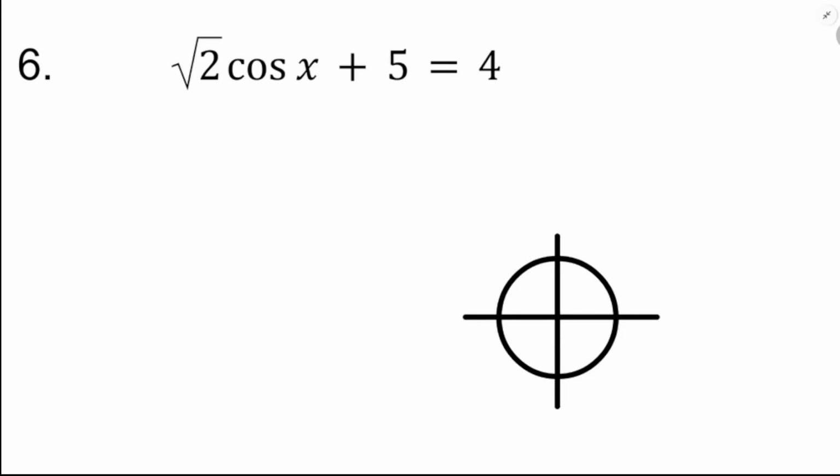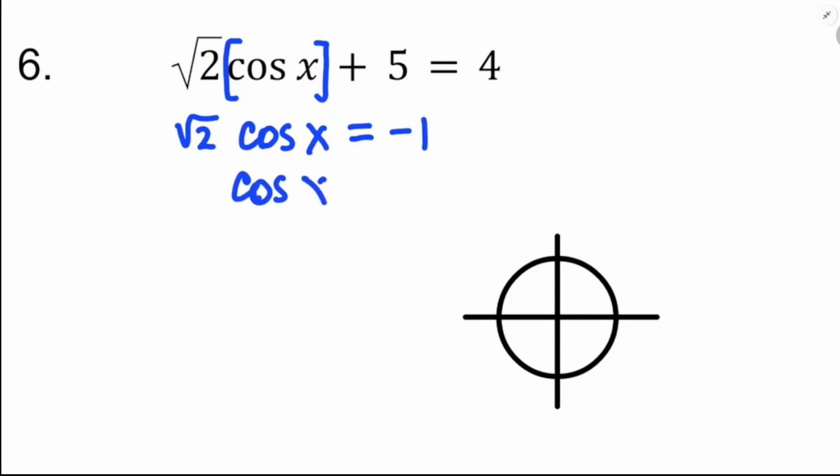Right, this one also looks like it's going to require some solving, so I'm going to try to isolate that cosine. So I'm going to start by subtracting 5. So I'll have square root of 2 times cosine x equaling negative 1. Then I'll have cosine x equaling negative 1 over the square root of 2.